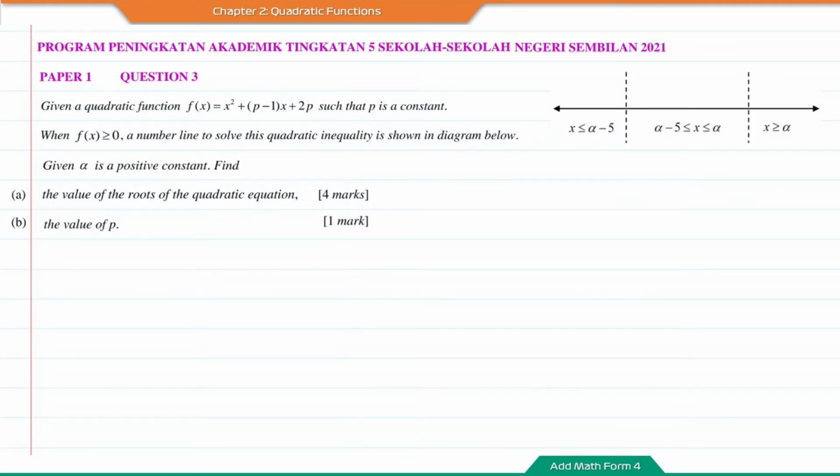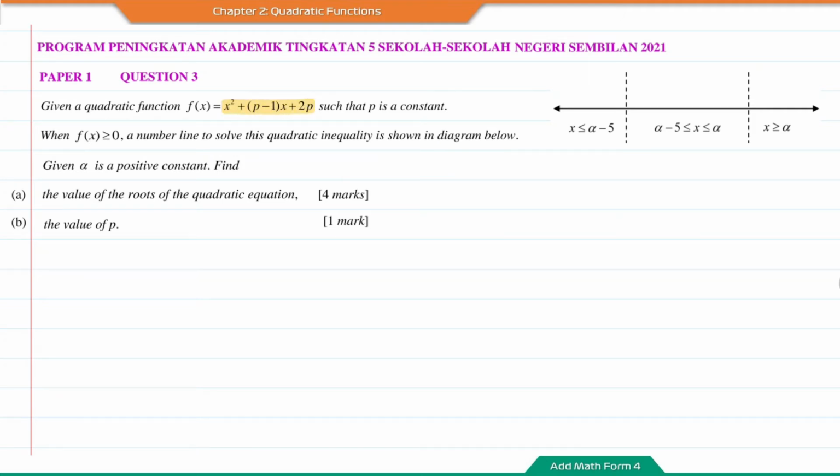Next question is from Negeri Sembilan, 2021, paper 1, question number 3. Given a quadratic function f of x equal to x squared plus bracket p minus 1 x plus 2p, such that p is a constant, when f of x is greater than or equal to 0, a number line to solve this quadratic inequality is shown in the diagram on the right hand side here. Given alpha is a positive constant, find a, the value of the roots of the quadratic equation, b, the value of p.